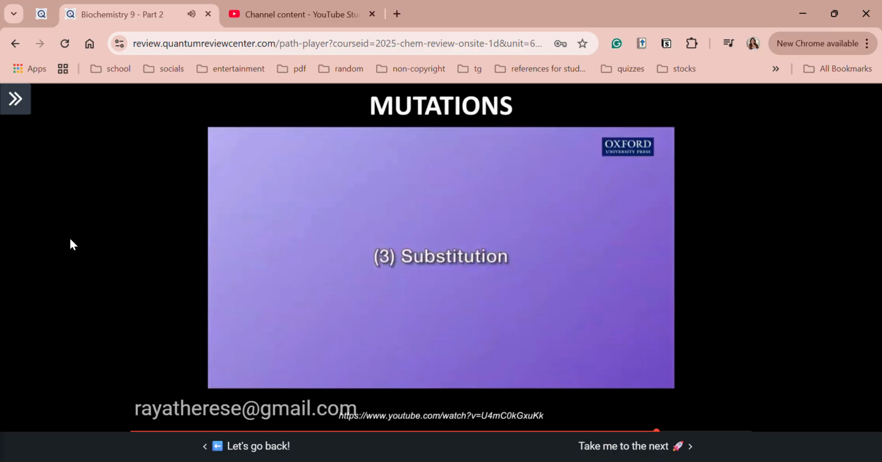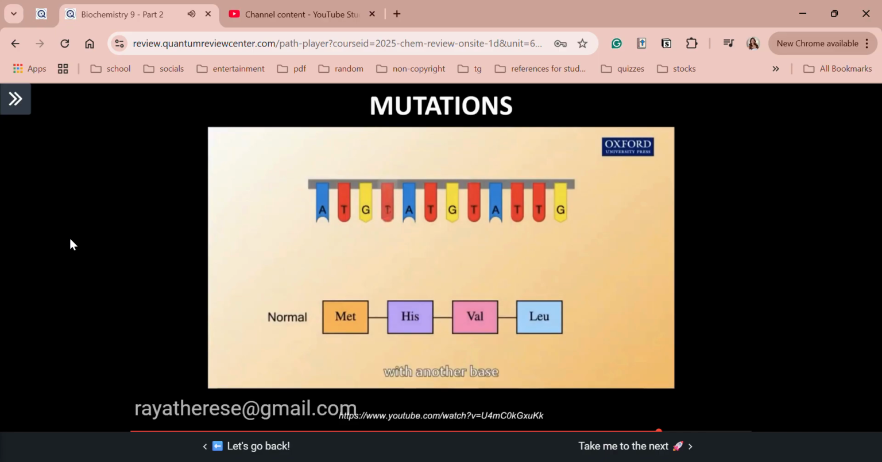Class, for our replication process, usually base pair substitution is the most prominent. So let's focus our attention on this third type of mutation. Now let's check. If a base on the coding strand is substituted with another base, a triplet code on the strand will be changed. This may result in one different amino acid in the polypeptide produced.